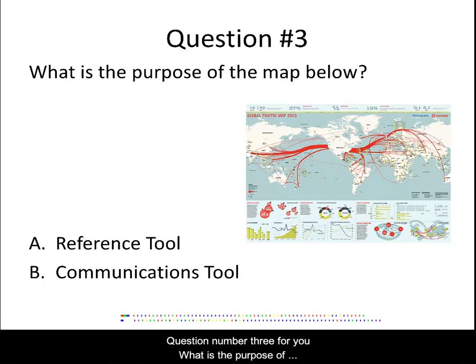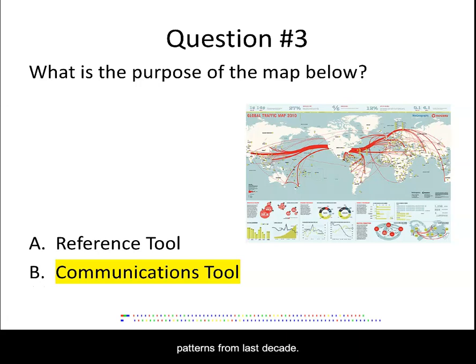Okay, question number 3 for you. What is the purpose of this map below? You're looking at a global traffic map, so you're probably looking at airline patterns. Not really telling you how to get from A to B, so hopefully you decided it was a communications tool, because that's what it's doing. It's communicating the global traffic patterns from last decade.